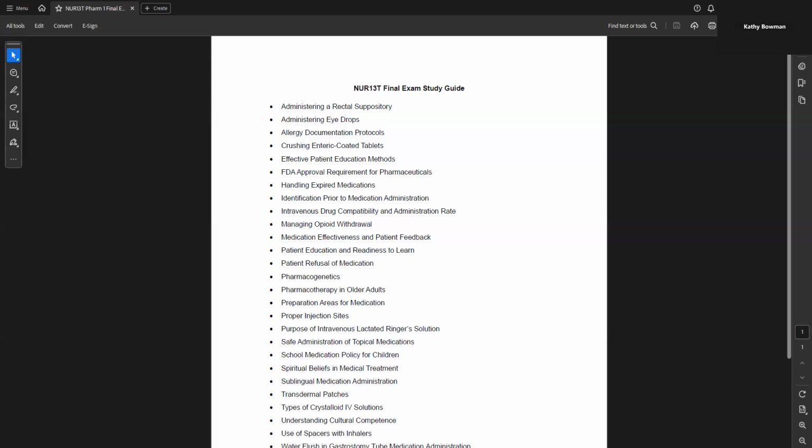Especially, you'll see this in the ED, right? Emergency department. They walk in, they're having these symptoms. You're going to assess them for opioid withdrawals. Med effectiveness and patient feedback.